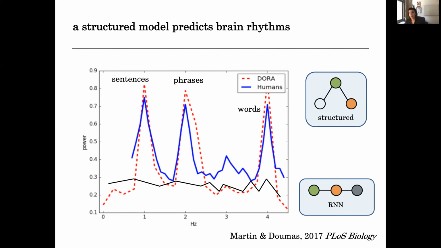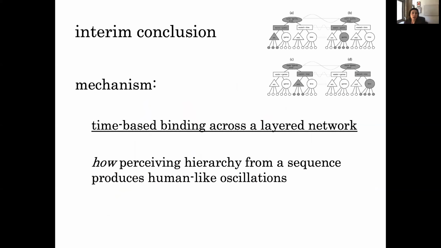All right, so that was, again, a very quick overview of this work. But the point is that we can use time-based binding across a layered neural network to give a possible explanation for how perceiving these hierarchical structures from the sequence ends up producing human-like oscillations, both in the brain and in our model.